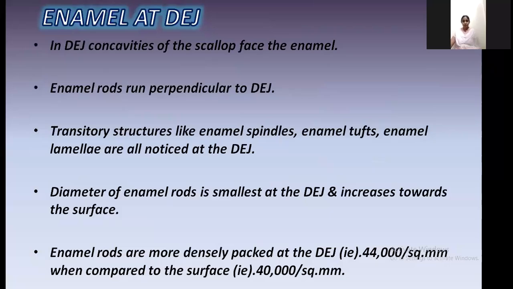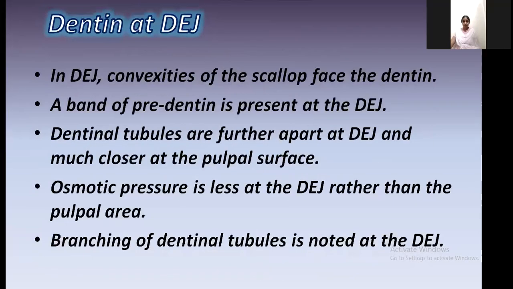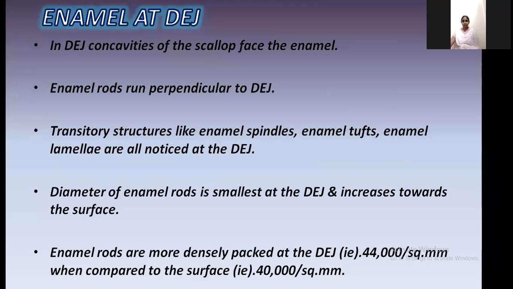Osmotic pressure is less at the DEJ rather than the pulpal area. Branching of dentinal tubules is noted at the DEJ. Enamel at the DEJ. In the dentino-enamel junction, concavities of the scallop face the enamel.